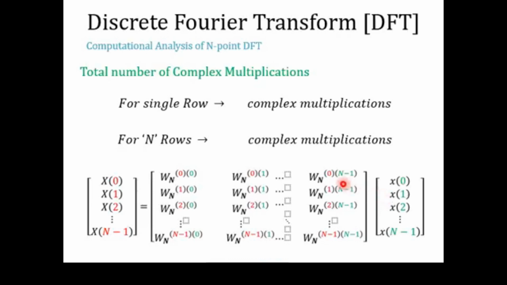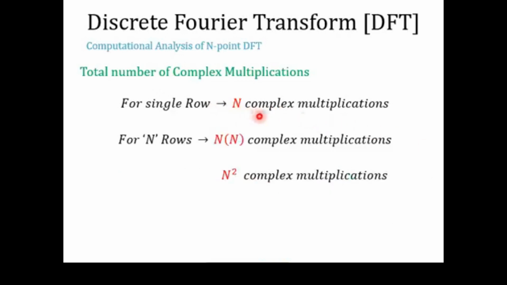Similarly, when the last element, or the nth element, of this first row is multiplied with the last element, or the nth element, of this vector, that will be the nth complex multiplication operation. So in simple words, for a single row there are n complex multiplication operations, and for the whole matrix we can simply multiply n by n, which makes it n square. So in n-point DFT, the requirement of complex multiplications is n square.